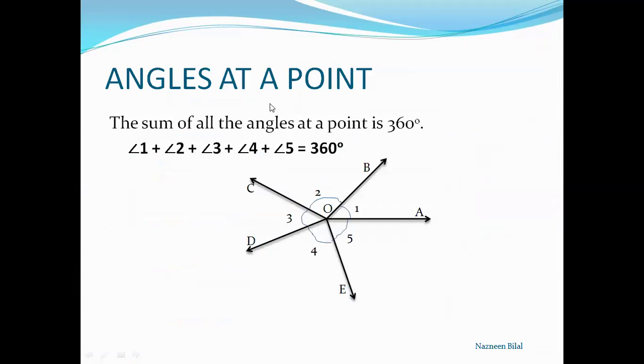Angle at a point, or total angle. If O is a point and we have 5 angles, angle AOB, angle BOC, COD, angle DOE, and angle EOA, I have marked them as angles 1, 2, 3, 4, and 5. So the sum of all these angles at a single point O is 360. The total angle at a point will always be 360.